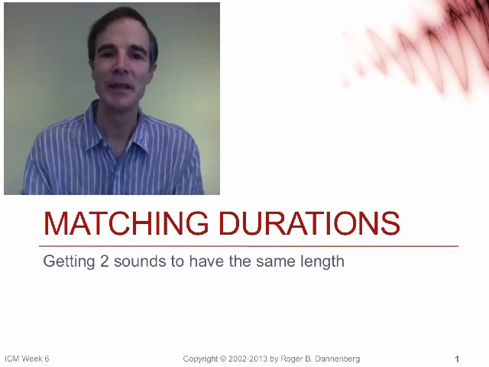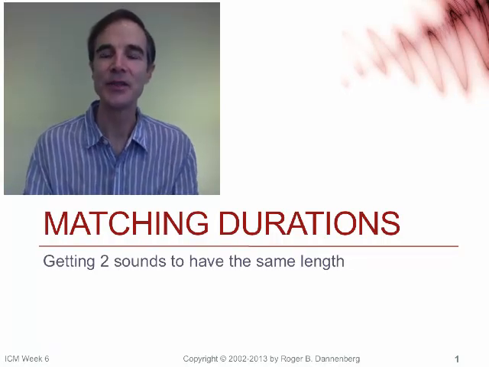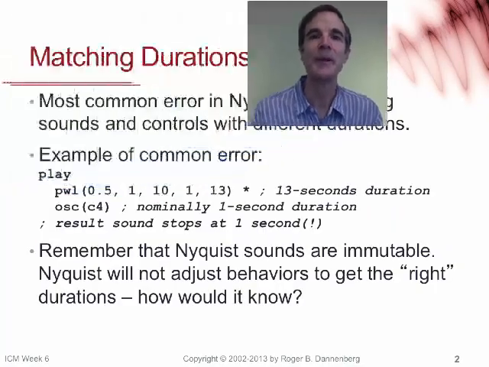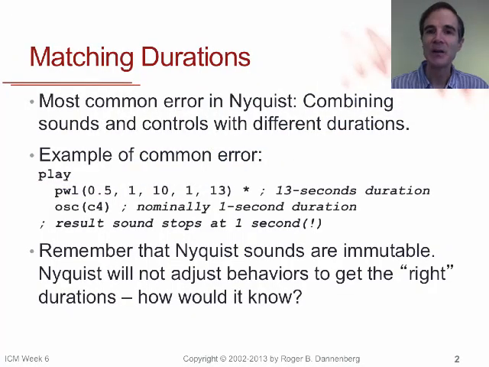Our next topic is matching durations, or just getting two sounds to have the same length when you combine them. One of the most common errors in Nyquist is combining sounds and controls that have different durations by accident, when you mean to have them match. Here's an example of that kind of error.